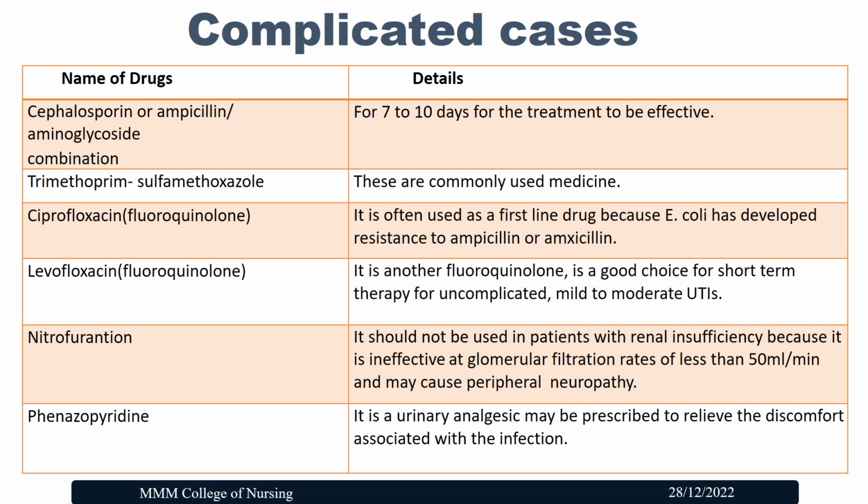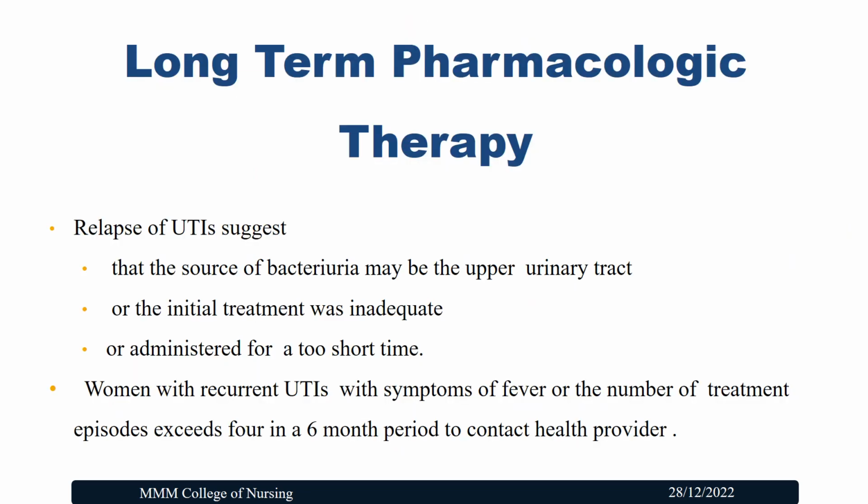And phenazopyridine, a urinary analgesic, may be prescribed to relieve the discomfort associated with the infection. Long-term pharmacological therapy. Relapse of UTIs suggests that the source of bacteria may be the upper urinary tract, or the initial treatment was inadequate or administered for a very short period of time. That is why the UTI has recurred or relapsed. Women with recurrent UTI with symptoms of fever, or whose number of treatment episodes exceeds 4 in a 6-month period, should contact the healthcare provider.